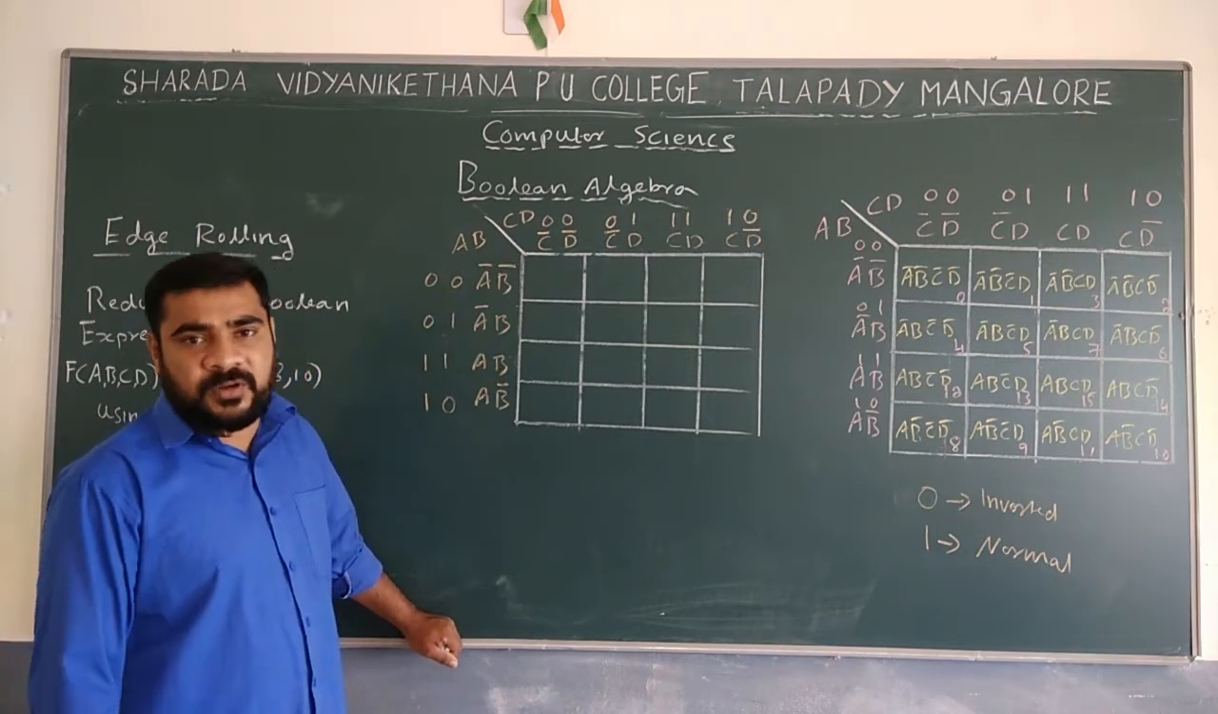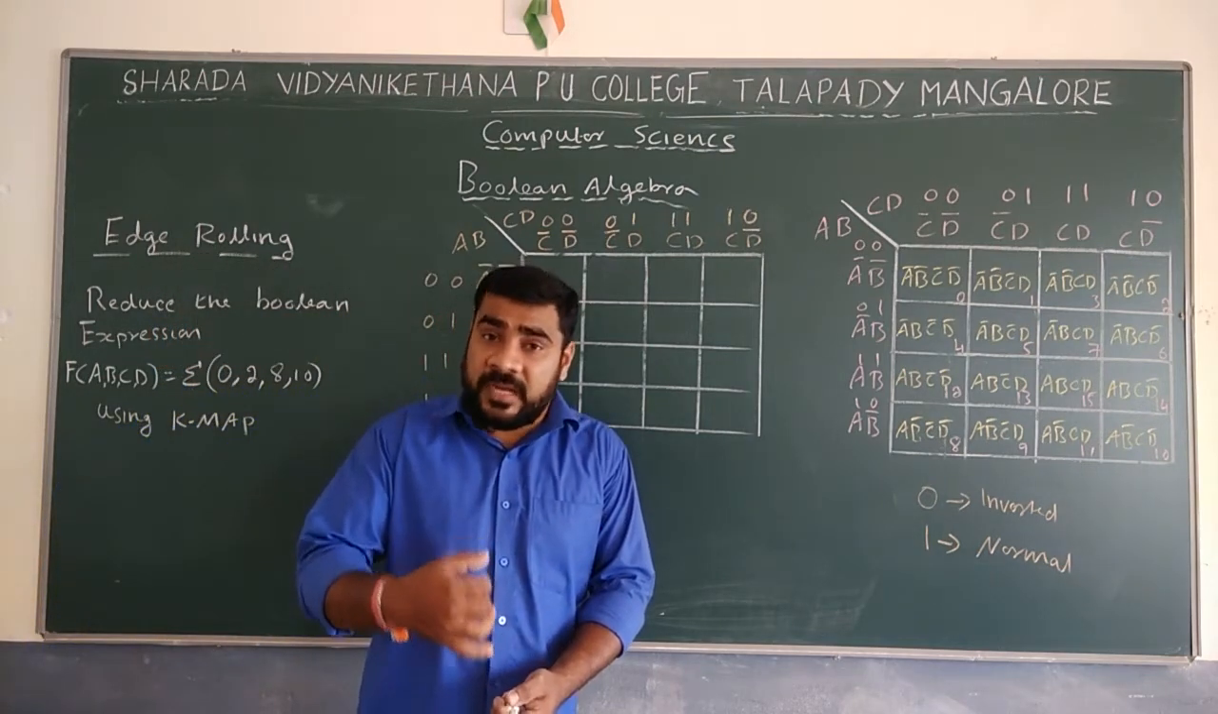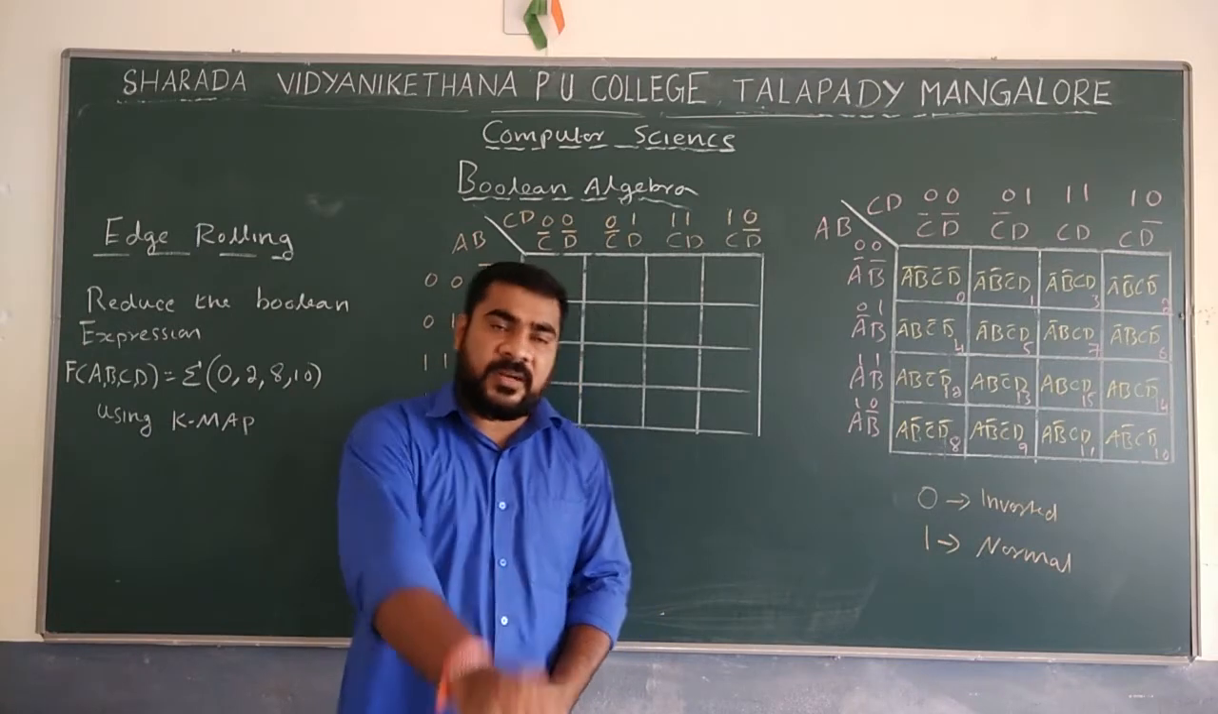After that, the next step. What is the next step? You have to mark the cell number. The cell number is important because when you are going to reduce the Boolean expressions, it is possible to reduce based on the cell number. So what is the cell number here?